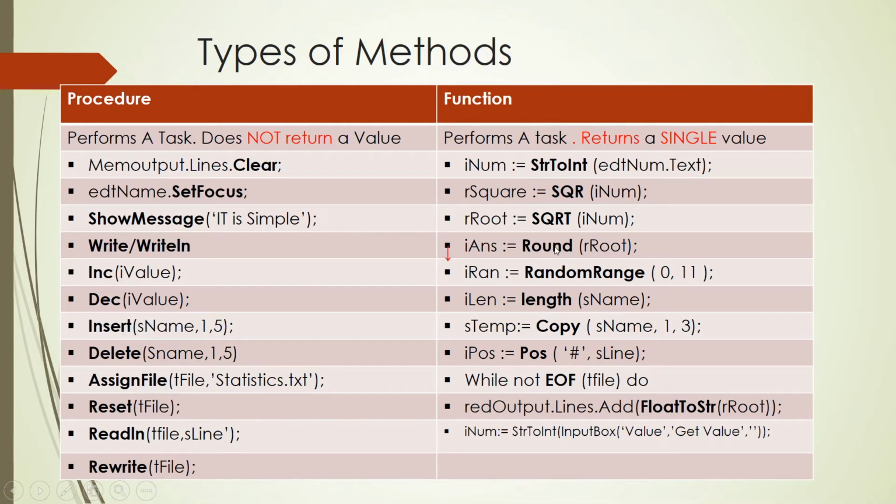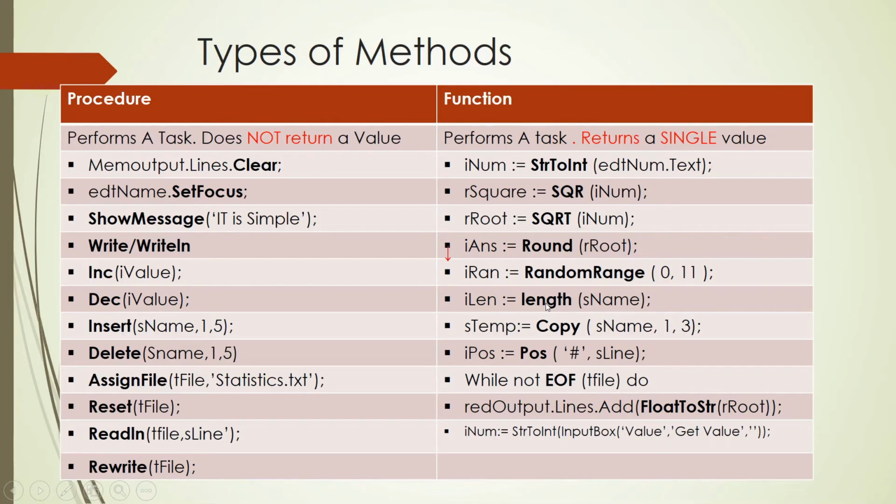Round, another function that we're very familiar with from the math unit. It's going to round the value and store it in a variable. The next one is RandomRange. RandomRange, a function that returns a randomly generated value. In this instance, it's going to generate a value between 0 and 10, both inclusive, and RandomRange will return the random value generated and store it in a variable called iRan.